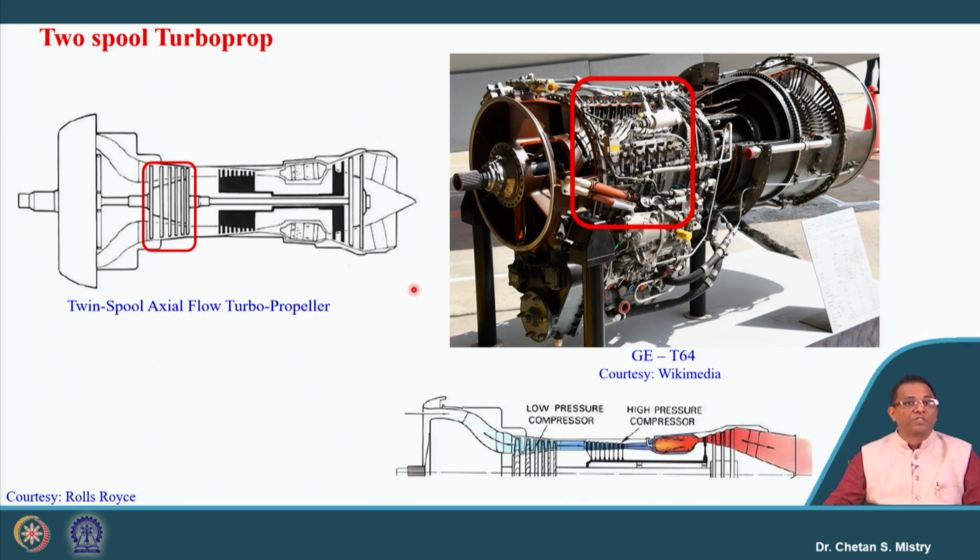Here in this case we have a two spool configuration in which our HP turbine is connected with the HP compressor. We have the LP turbine, which is connected with the LP compressor as well as our propeller shaft. So this represents the cut section. You can see we have a larger number of axial compressor stages. This represents how my flow is going inside.